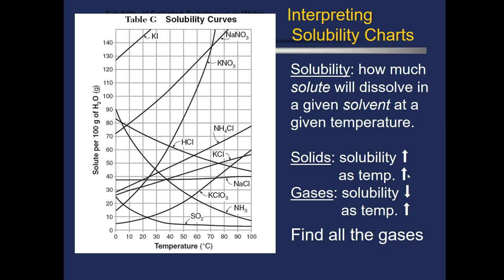Can you find the gases here on the chart? The gases on the chart go the opposite direction, and there are three of them. One of them is this sulfur dioxide, the SO2. Another one is this ammonia, NH3. And where's the other one? Oh, right here, the hydrochloric acid, HCl. So you can see that as the temperature increases, less and less can be dissolved. So that's one thing that you can look for on your solubility curve chart: you can see the difference between solids and gases, and you can find the solids and you can find the gases.